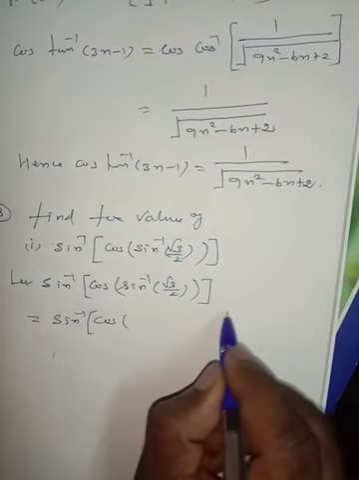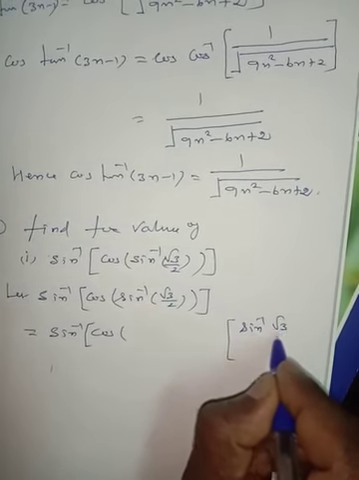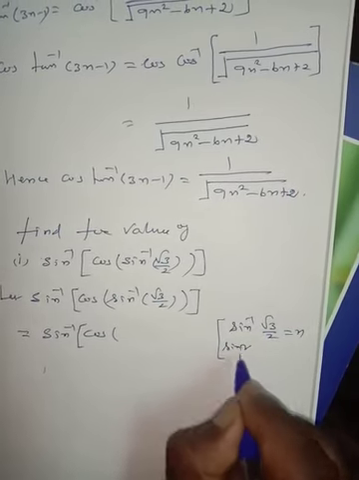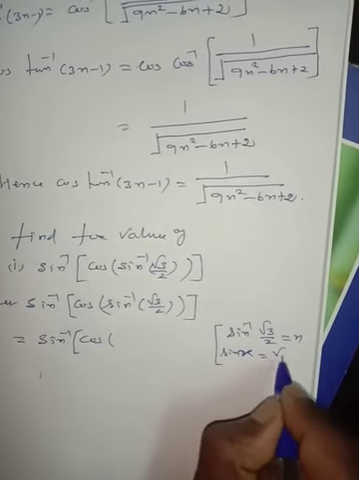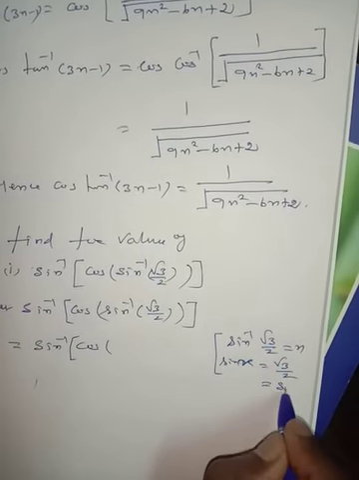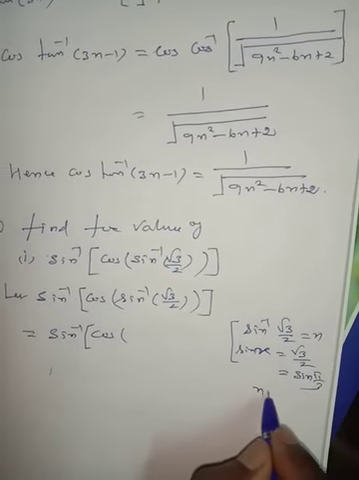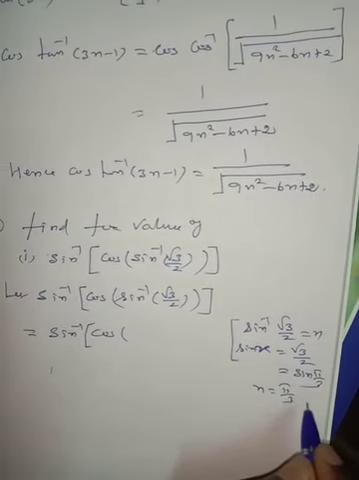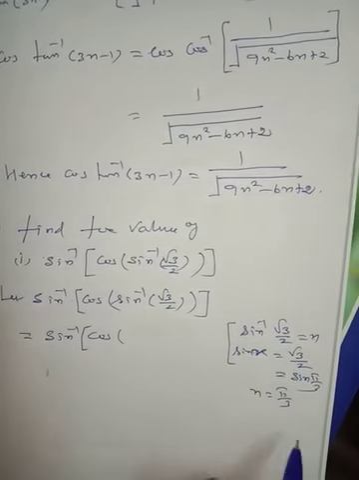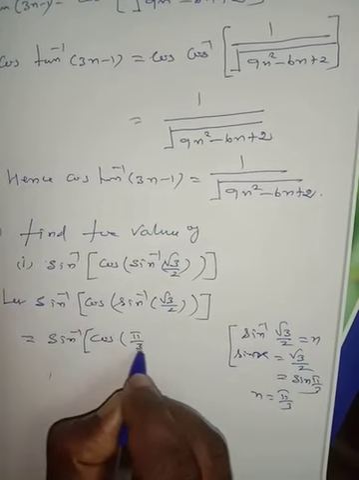Why? Let sine inverse of root 3 divided by 2 be equal to x. Sin x is equal to root 3 divided by 2, in terms of sine, pi by 3. Therefore x is equal to pi by 3. So this bracket becomes pi by 3, cos of pi by 3.